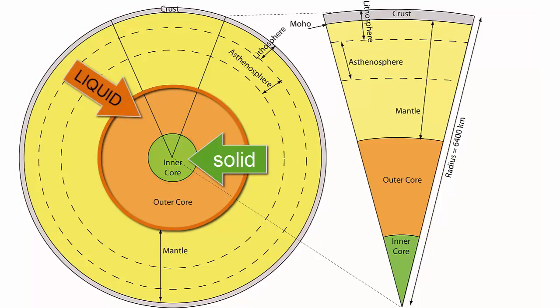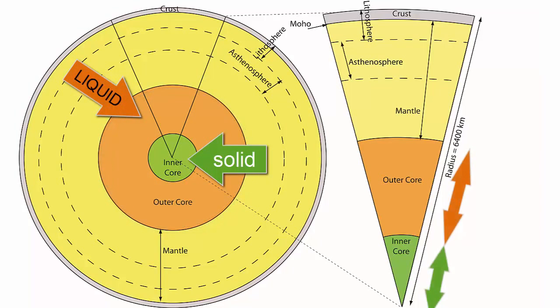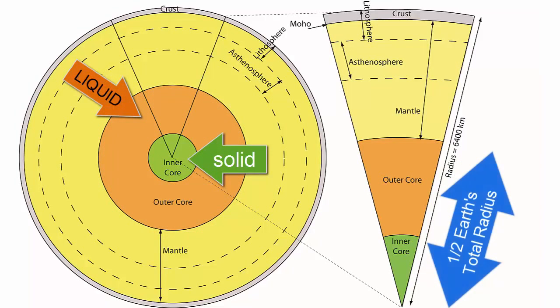Surrounding the inner core is a much larger liquid iron outer core. Because pressures are less here, iron can be stable as a liquid. For comparison, the outer core is almost twice as thick as the inner core. Combined, however, these two layers represent about 1/2 the radius of Earth.